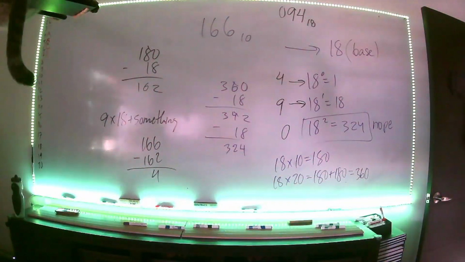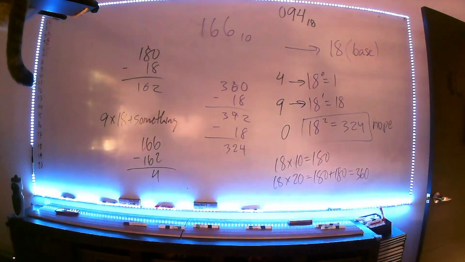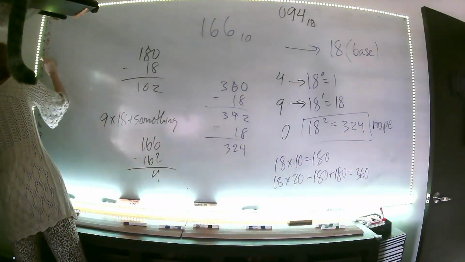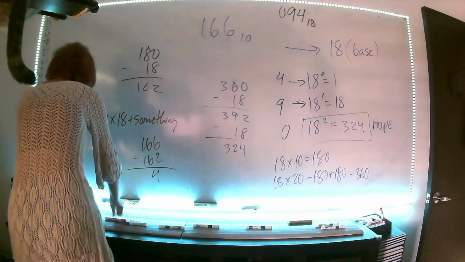So what do I have? I have a 9, 4, and that's option A. Option A for question 8. Taking a picture.